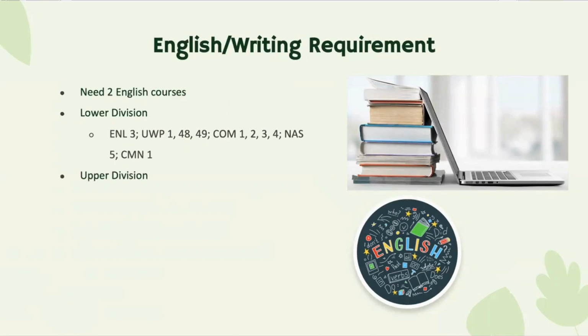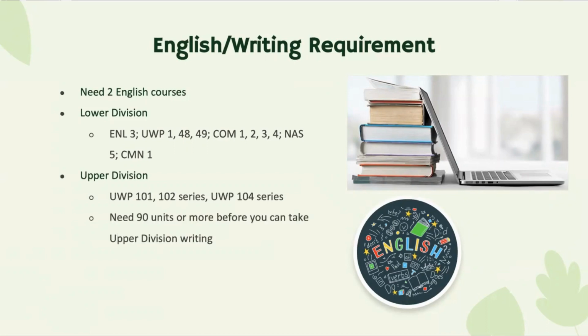For upper division, the UWP 101 Advanced Composition, 102, or the 104 series is recommended. Taking an upper division English writing course can satisfy upper division units. However, you need 90 units or more before you can take upper division writing, and be aware that the upper division UWP classes do have prerequisites. Taking an upper division writing course can help satisfy the 54 upper division unit requirement for the SED major, so it is recommended but not required, as students can choose to take 2 lower division courses instead of an upper division.